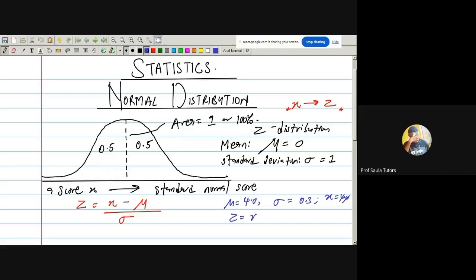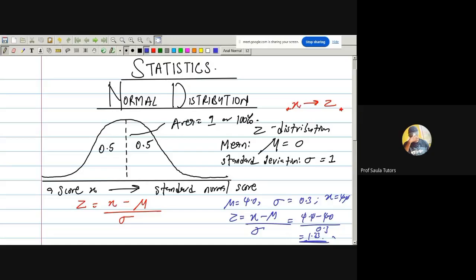Z is equal to what? X minus mean over standard deviation. So I have 4.4 minus 4.0 all over 0.3. And what would that give you? That will give you 1.33. Have you got it? Yes. Exactly, 1.33. So that's what we do. All right, so that's Z.